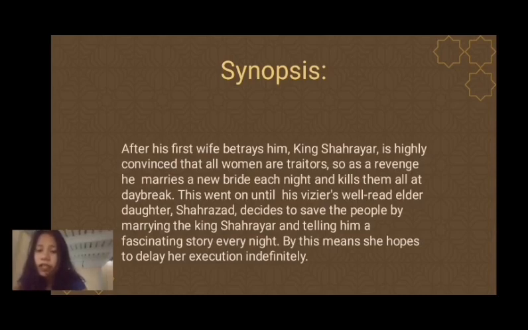The idea of Shahrazad is that she will tell the king fascinating stories, but she will not tell the ending of the story. So her execution gets extended because the king finds the stories fascinating, and the king wants to know the ending of the story, but Shahrazad does not tell the ending, therefore her execution keeps being postponed. And that is the overall synopsis of the Arabian Nights.